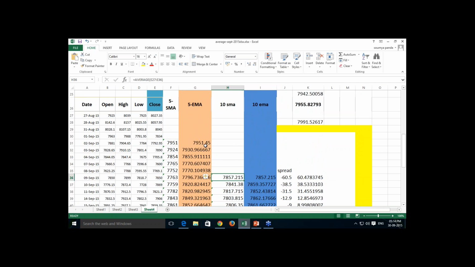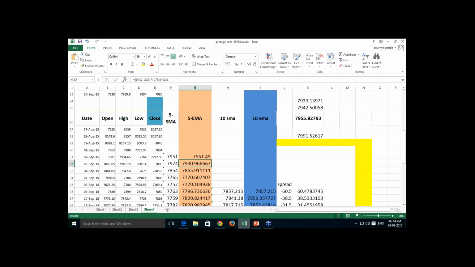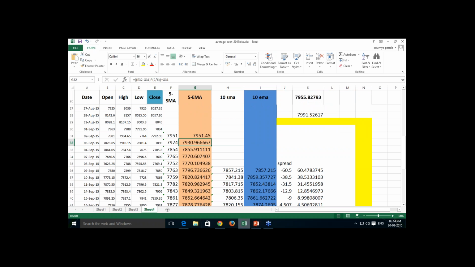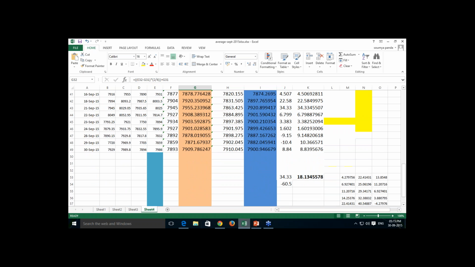While calculating the exponential moving average, as I said, your first data is nothing but your 5 days simple moving average. Second data will have a factor called 2 divided by n+1, where n is 5, and this has to be multiplied with the difference of the current day's closing minus the previous exponential moving average, and the net result will be added to the previous day's exponential moving average. So we have calculated the 5 days and 10 days exponential moving average. We have also calculated the 5 days simple moving average and 10 days simple moving average.